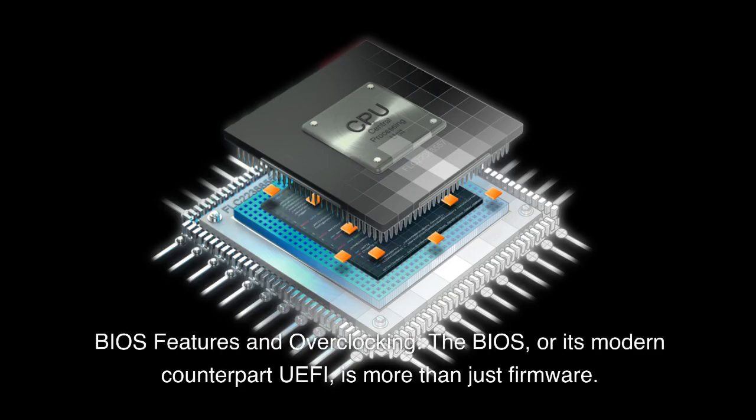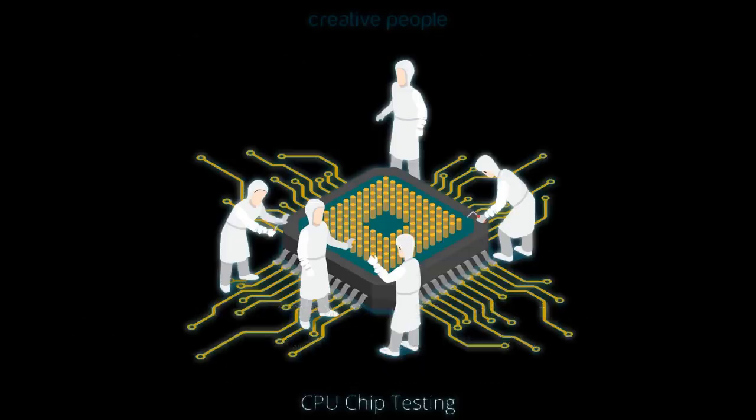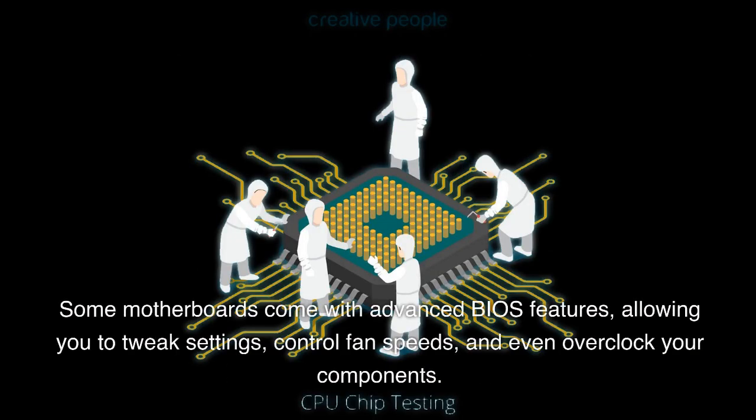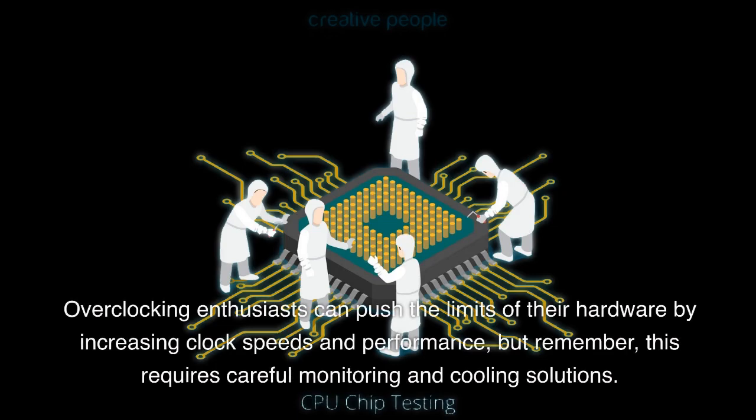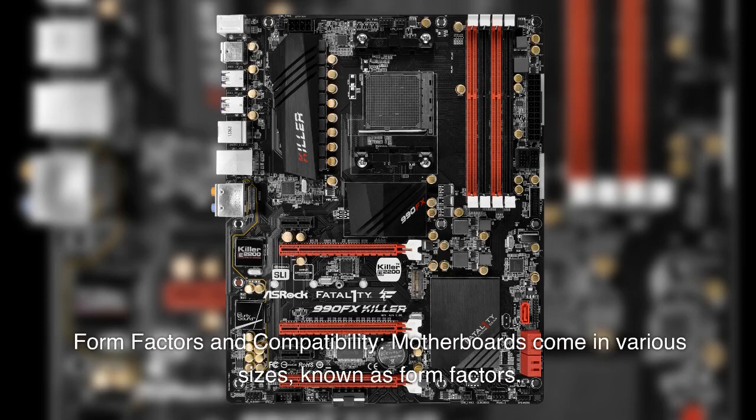BIOS features and overclocking. The BIOS, or its modern counterpart UEFI, is more than just firmware. It's a gateway to customization. Some motherboards come with advanced BIOS features, allowing you to tweak settings, control fan speeds, and even overclock your components. Overclocking enthusiasts can push the limits of their hardware by increasing clock speeds and performance, but remember, this requires careful monitoring and cooling solutions.